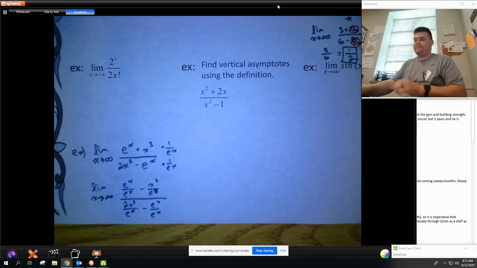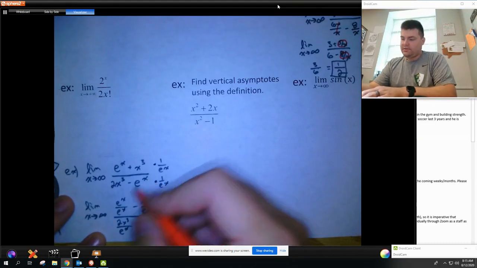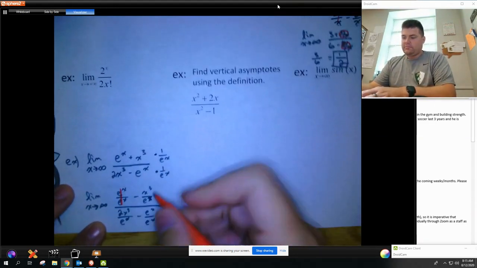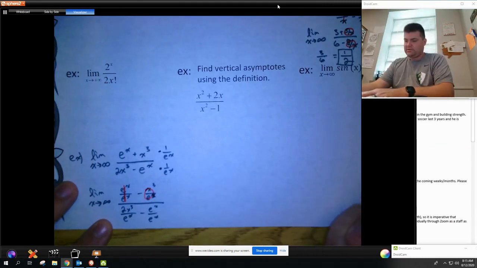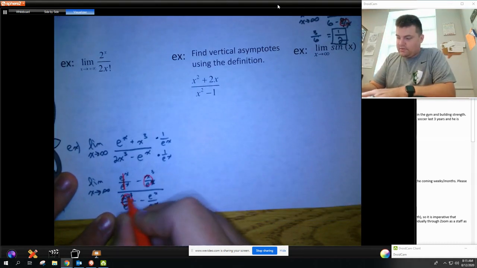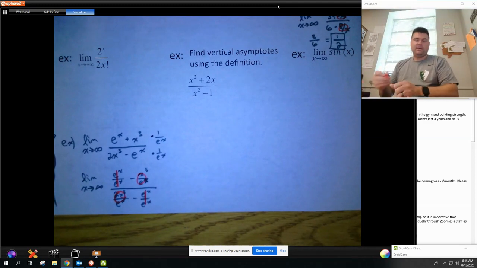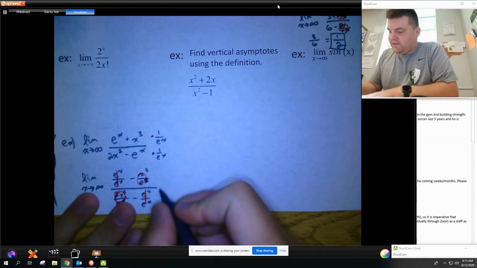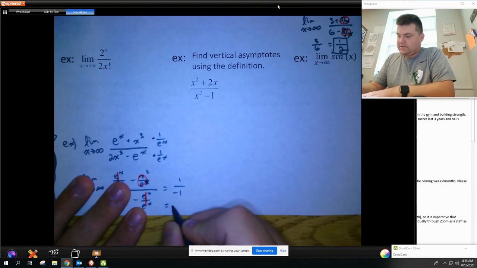So what's going to happen here? e to the x over e to the x gives me a 1. Minus, e to the x is faster on the bottom. That's a 0. And on the bottom, I'm going to get a 0 minus a 1. So I have 1 minus 0 on top, 0 minus 1 on the bottom. It's going to give me 1 over negative 1, which is negative 1.